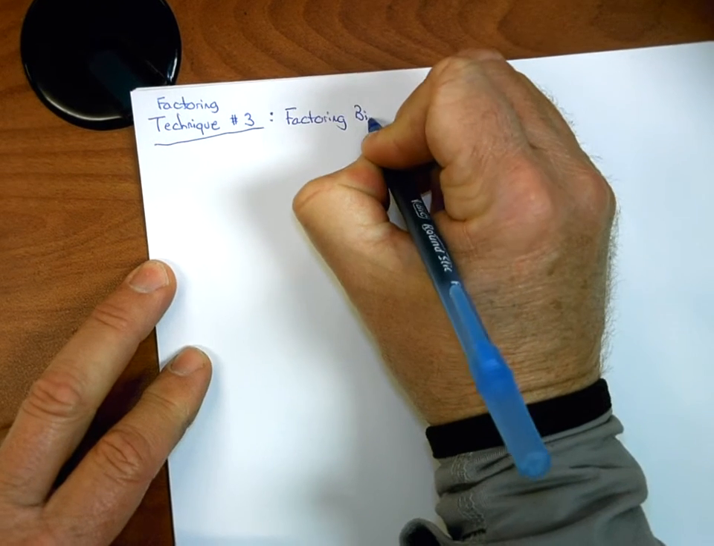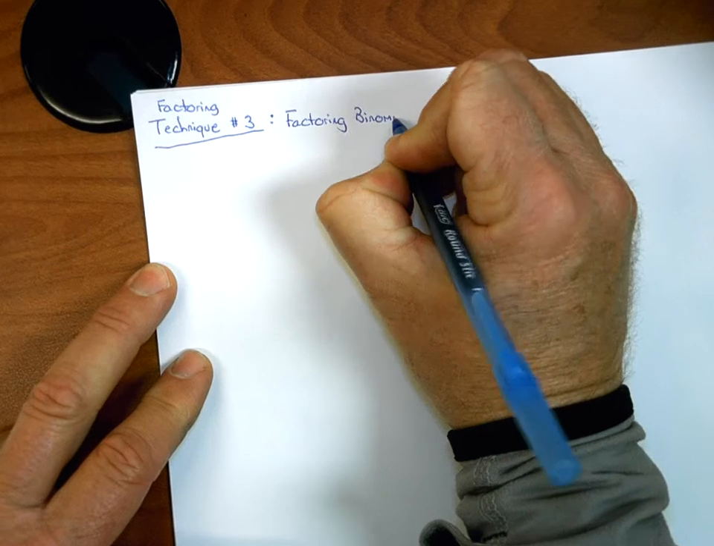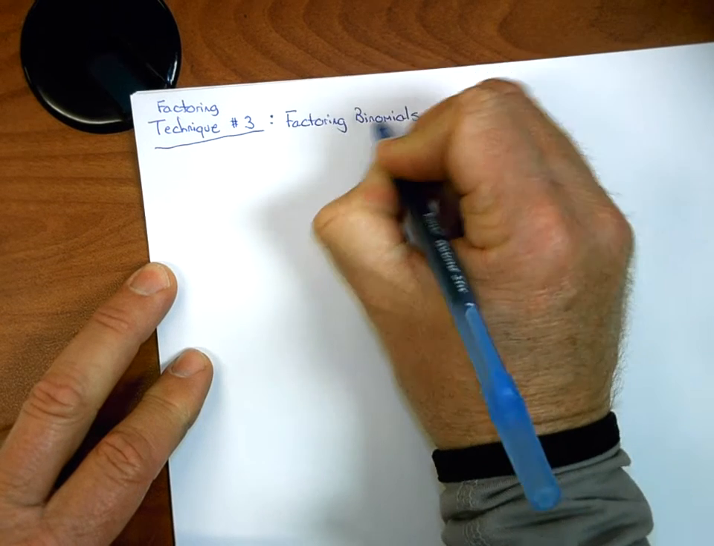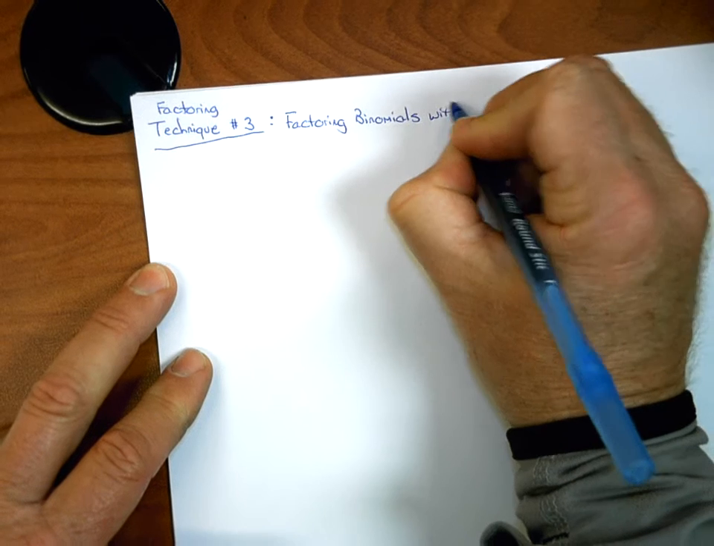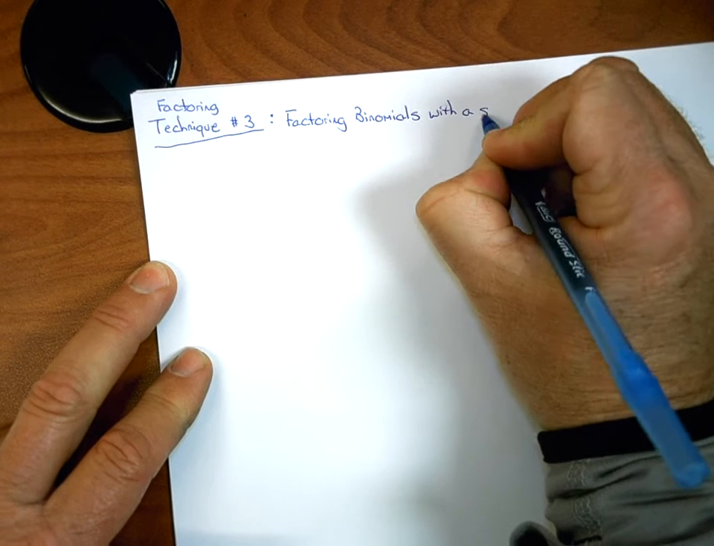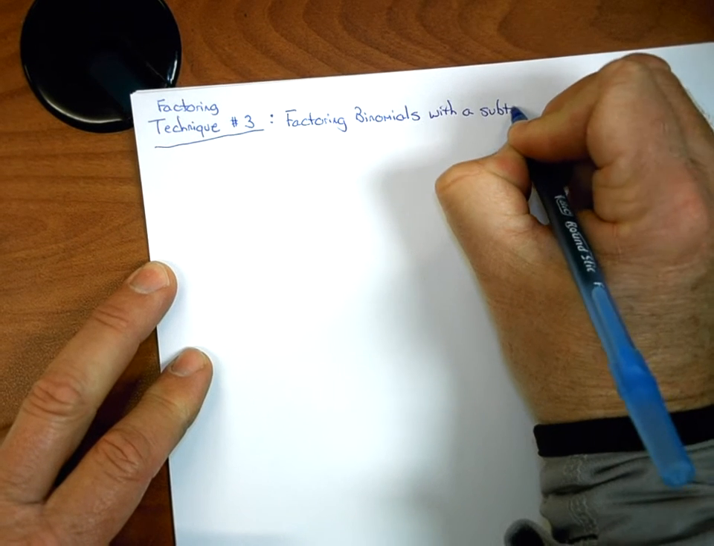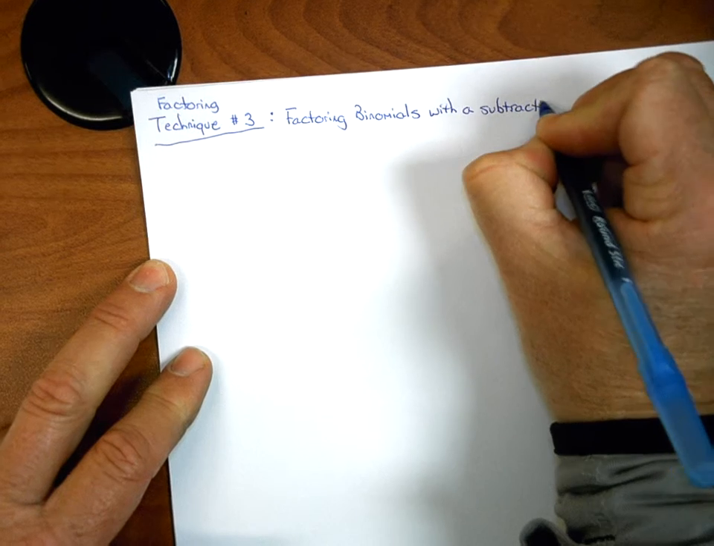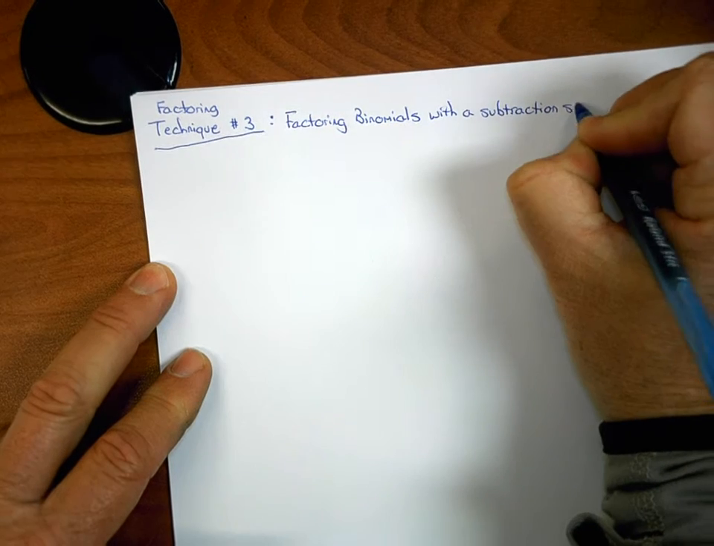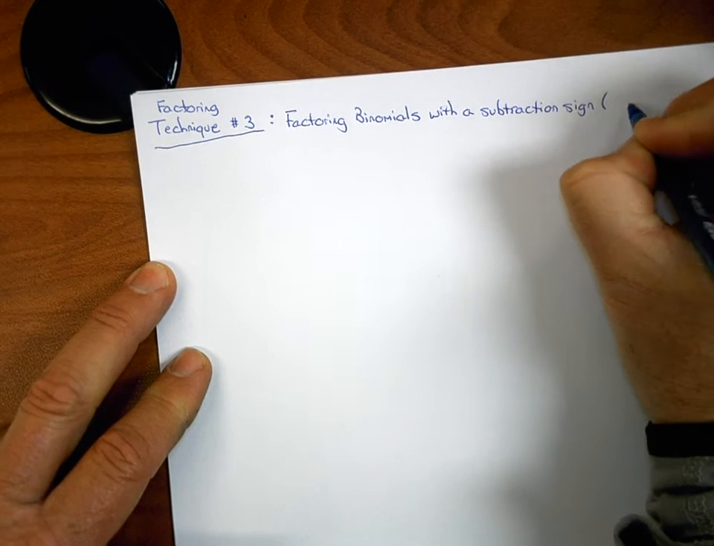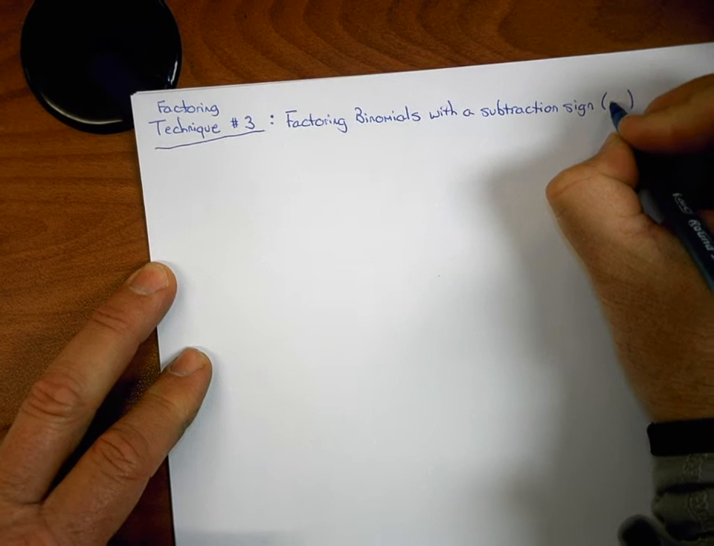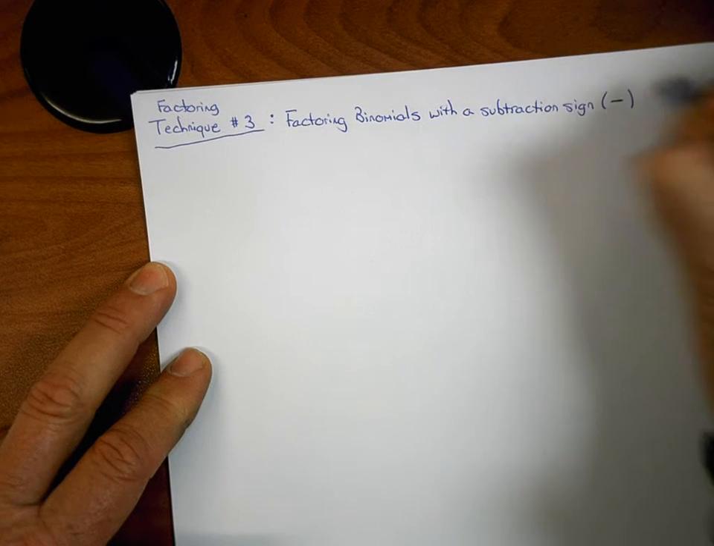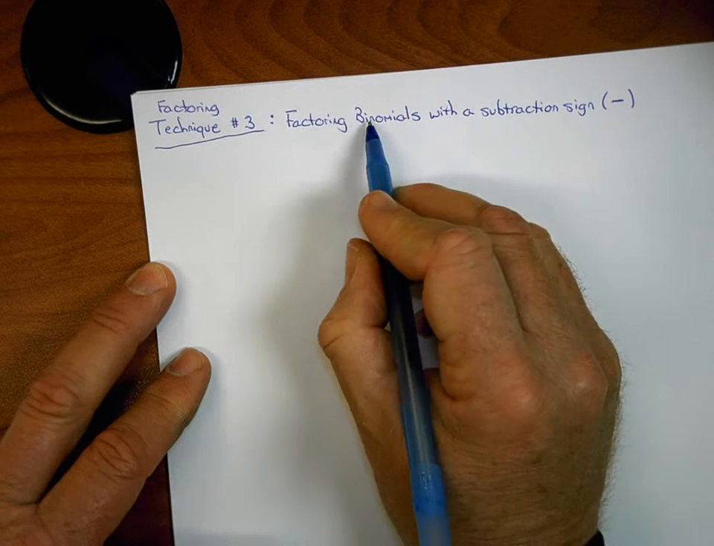binomials. That means these are going to have 2 terms in them. That's what binomial means, factoring binomials with a subtraction sign. All of these will have a subtraction sign in them. So what does a subtraction sign look like, Justice, you're wondering? You are absolutely right. It looks like that. It's a minus sign.